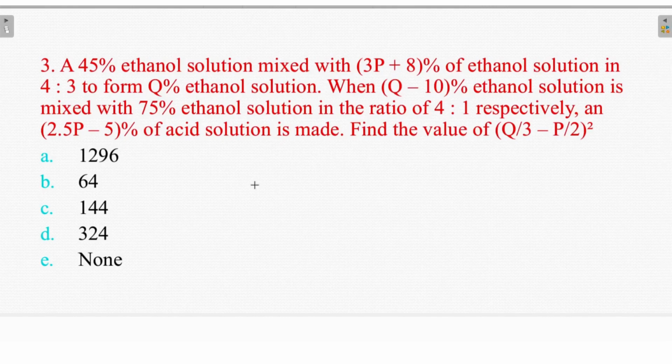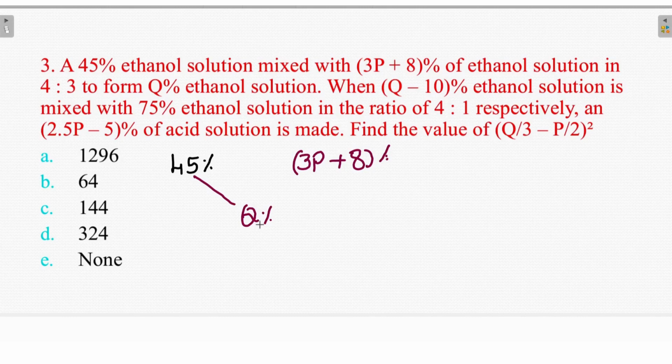See, if you look at this question: a 45% ethanol solution is mixed with a (3p plus 8)% ethanol solution in the ratio 4:3. Okay, let's take it first. I have one vessel of ethanol solution. I will take 45% ethanol solution from the first vessel. Then from the second vessel I will take the 3p plus 8% solution. I will mix from both vessels. If I mix, I can form a Q percentage.